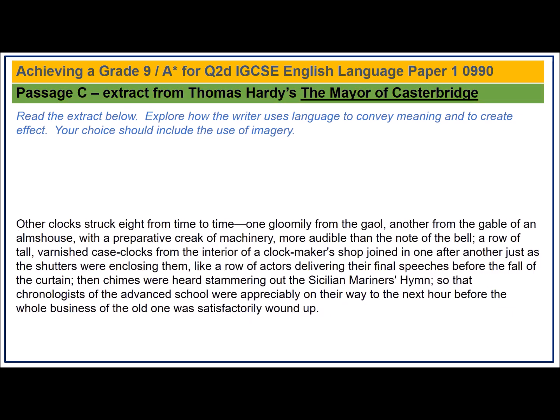Time for another extract from The Mayor of Casterbridge. Here we're looking at how Hardy uses language to describe the clocks. Read the passage, pressing pause now.